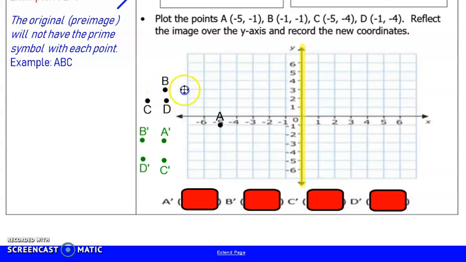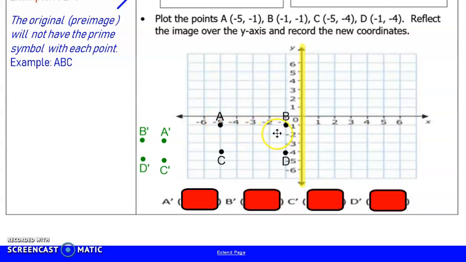I'm going to do the same for point B. It says it's -1, -1, so I'm going to move left 1 and down 1. Point C is at -5, -4, so I'm going to move left 5 and down 4. And point D is at -1, -4. Now I want to reflect this image over the y-axis.